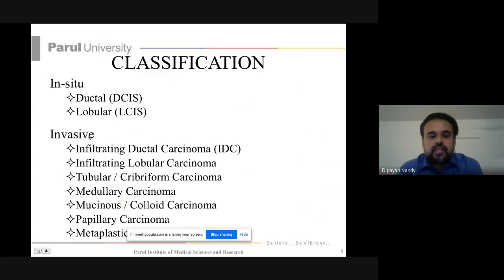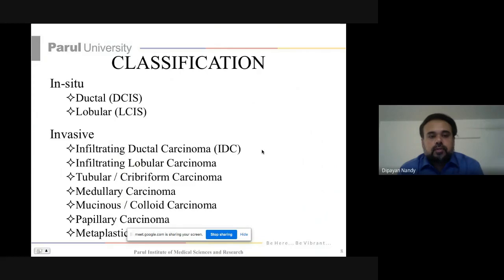The invasive carcinomas again can be of multiple types, of which the most common is the infiltrating ductal carcinoma, which is nothing but the DCIS which has now breached the membrane and progressed further. Similarly, a lobular carcinoma is one where the in situ lobular part has breached the membrane and spread beyond it. Then there are various other subtypes which are not very common, which we'll come to later.